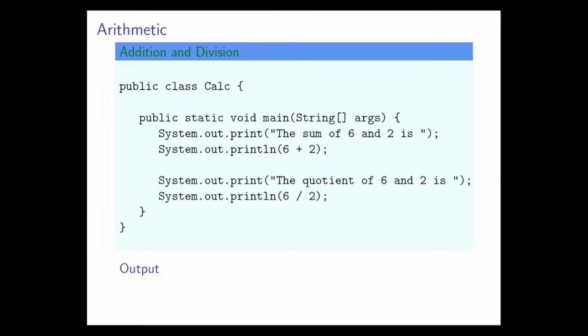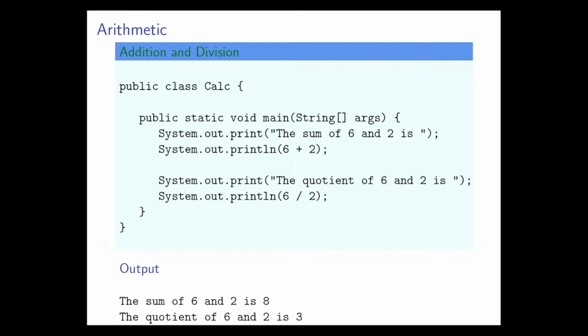One of the things you might expect to be able to do with a programming language is arithmetic, and here is a very simple arithmetic program in Java. We've got a main method just like we had previously, and again we're going to be printing some stuff. You can probably guess that what we're going to get from this one, we're going to say the sum of 6 and 2 is, and we jolly well would hope that the answer is 8, and indeed it is. And we're also going to try printing the quotient of 6 and 2 is, and printing again 6 over 2, and the answer there is 3.